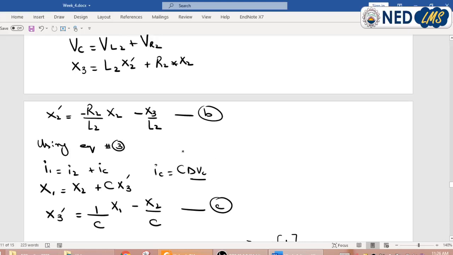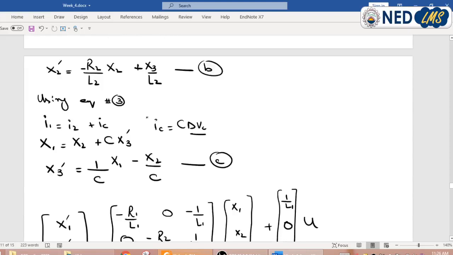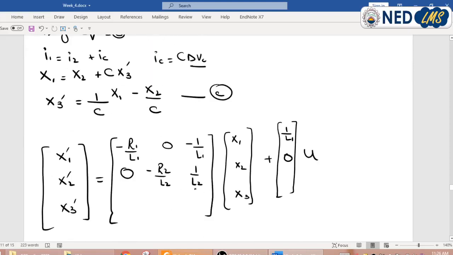Plus here. This is x2 dash, this x3 was present here, and this is plus x3 over L2. So this is 1 over L2. And x3 dash is equal to 1 over C x1, and x2 is equal to minus 1 over C, no dependency on x3, no dependency on u.